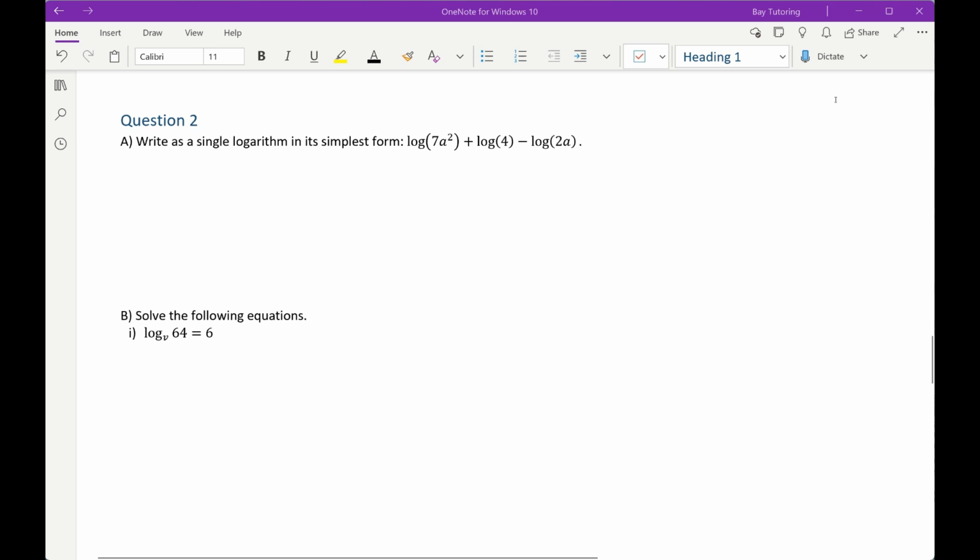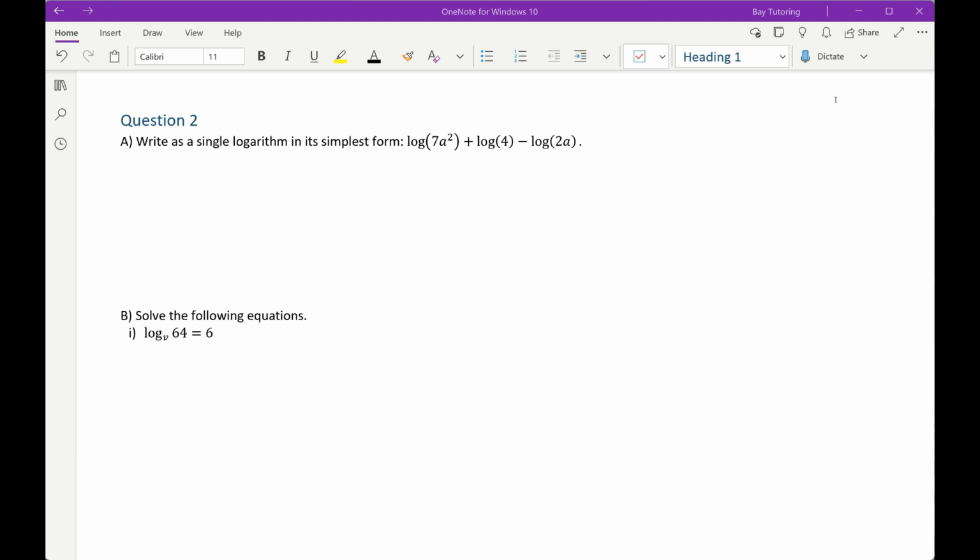Hello and welcome to part 2 of our walkthrough through exam style questions based on those from the 2020 Level 2 Calculus exam. We are now on question 2a, which is to write as a single logarithm in its simplest form the expression log 7a squared plus log 4 minus log 2a.